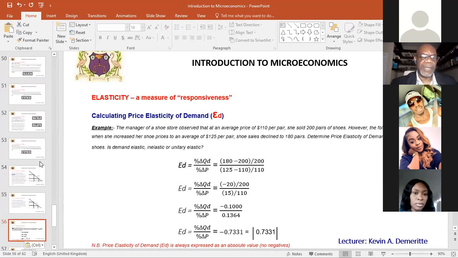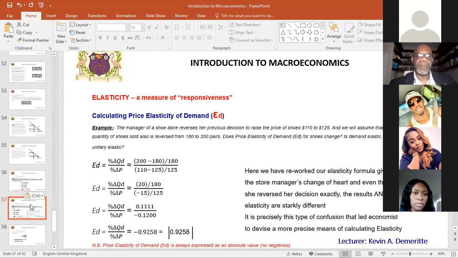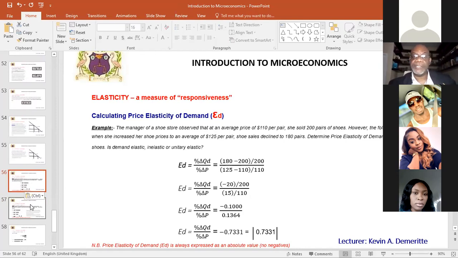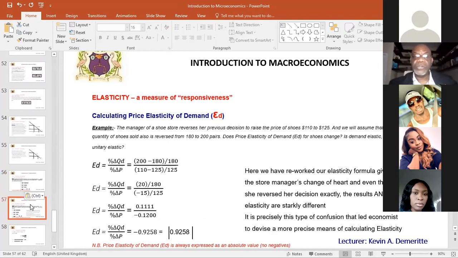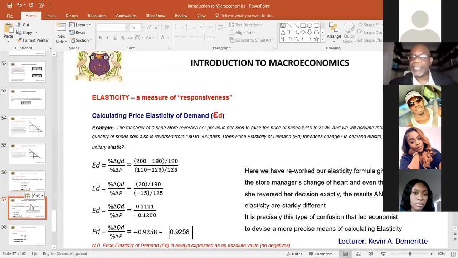And paste. Okay. So here's our old calculation: 180 minus 200 divided by 200. Now our new calculation would be 200 minus 180 divided by 180. So instead of 180 minus 200 divided by 200, we end up with 200 minus 180 divided by 180.